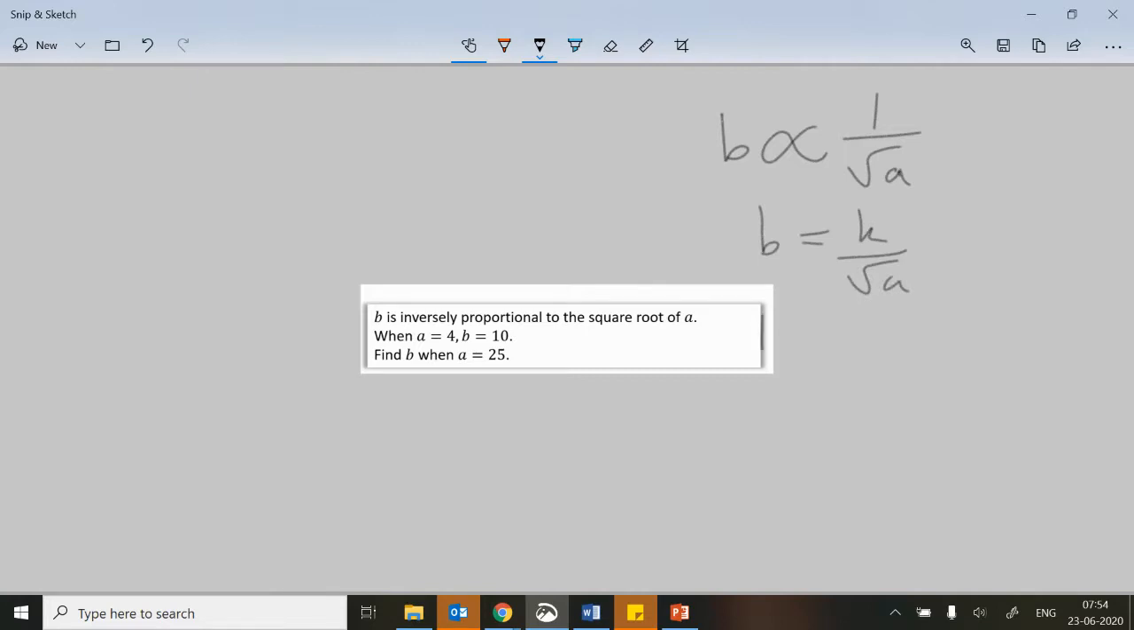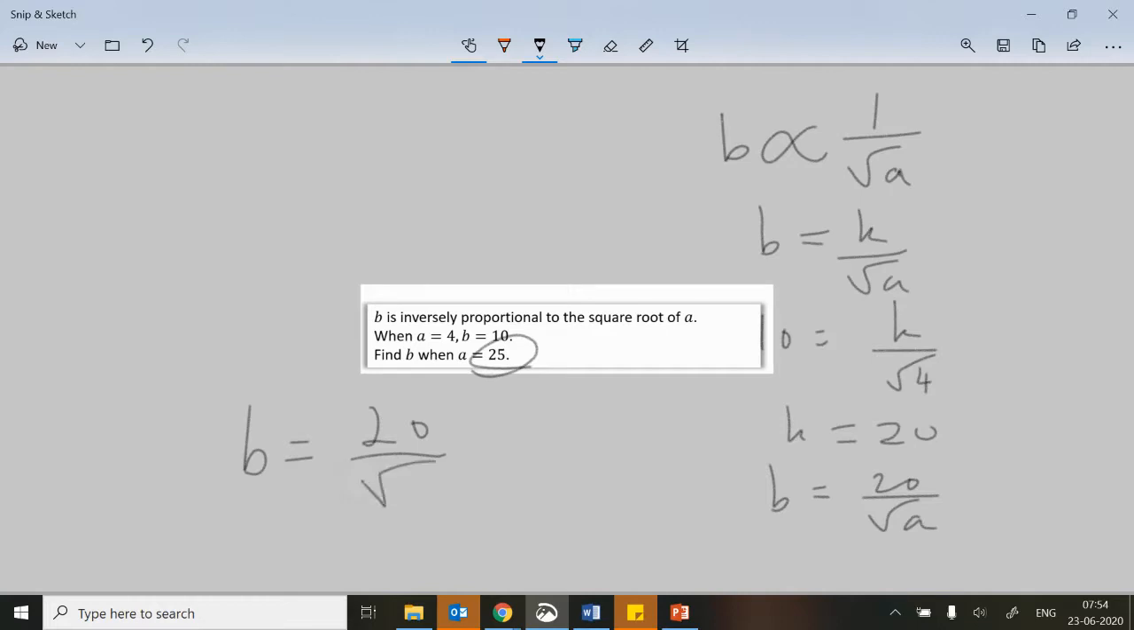If we put b in as 10, and k over the square root of 4, the square root of 4 is 2, so k is equal to 20. So now we've got b is equal to 20 divided by the square root of a. Now find b when a is equal to 25. You can just use that formula now. 20 divided by the square root of 25. We can see 20 divided by 5 gives us 4. So there we go, we've answered that question.